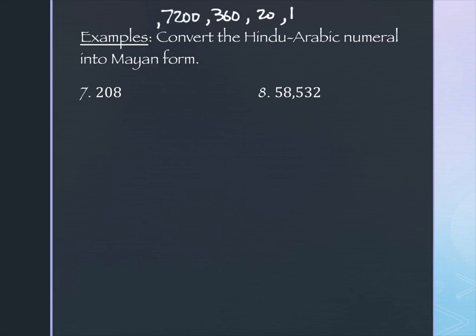What would the next one be after 7,200? You multiply by 20 to get the next one because it's base 20. That's 7,200 times 20. 144,000. Sorry, I won't put the commas because then they look like the commas separating my numbers. That's probably as large as we need to worry with. I don't think you're going to see anything bigger than that, but those are the place values.